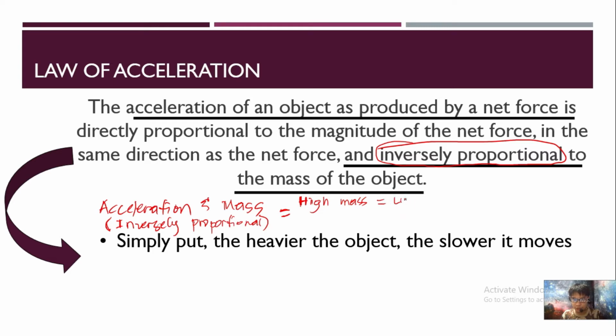So, low acceleration. On the other way around, ayan o, tignan, high and low. If the mass of the object is low, ibig sabihin magaang, how about its acceleration? Again, your clue is inversely proportional. Correct. So the acceleration now would be high. Low mass, high acceleration. That's why they are inversely proportional with one another. So that is the law of acceleration.